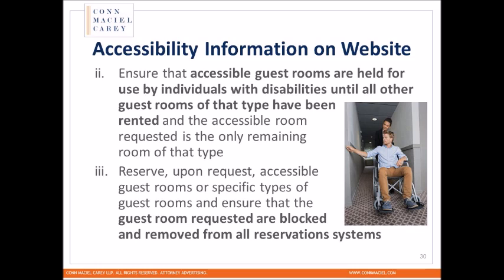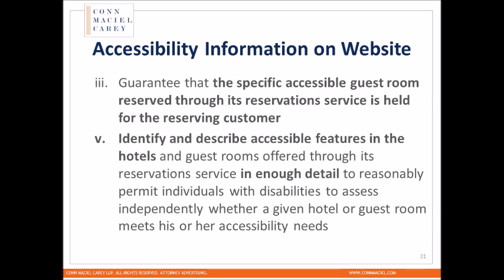There has been quite a bit of litigation over guests that arrive the day of their visit, and they had previously requested an accessible room, and that accessible room is not available, and that can create major issues for you. And then just kind of a tag on here, you need to guarantee, as I mentioned, that the accessible guest room is held for the reserving customer.